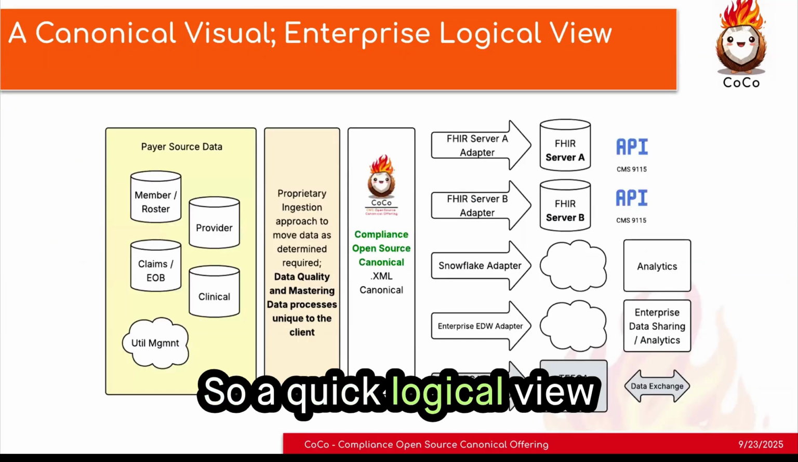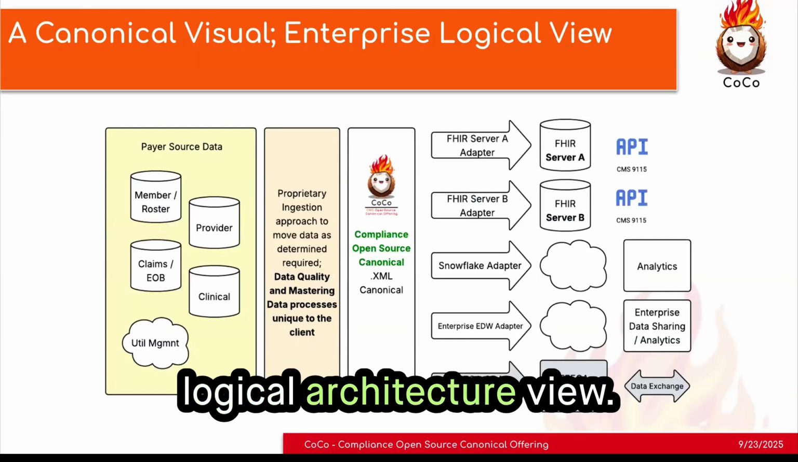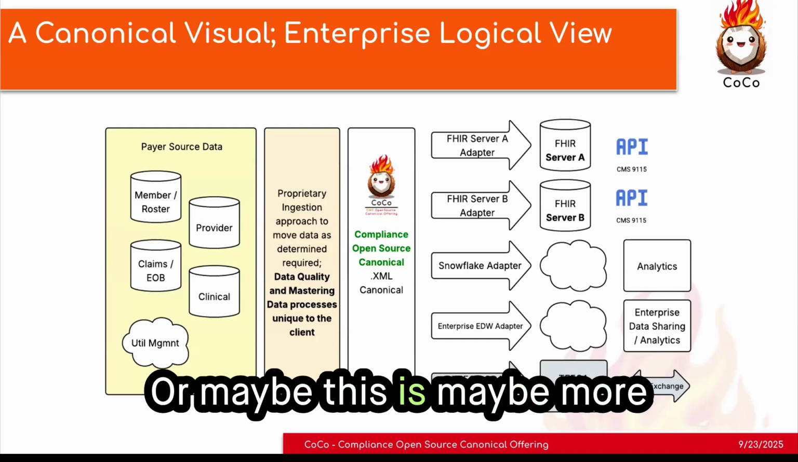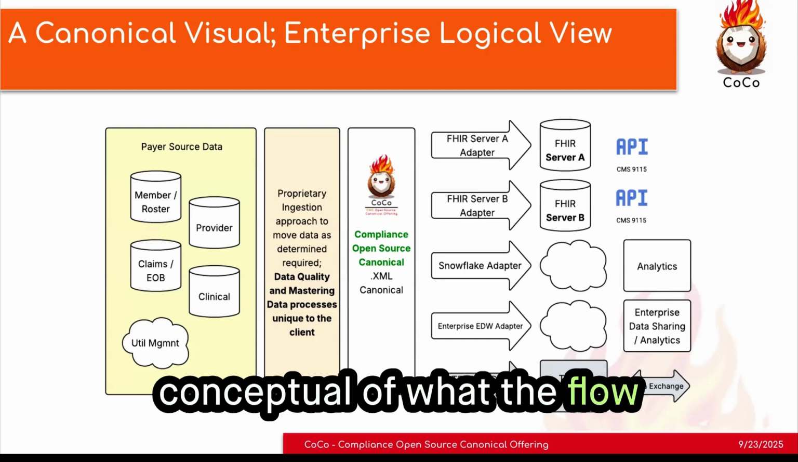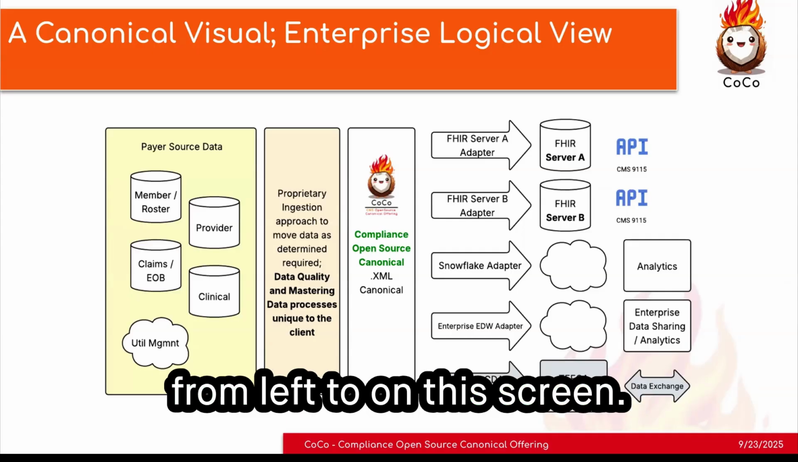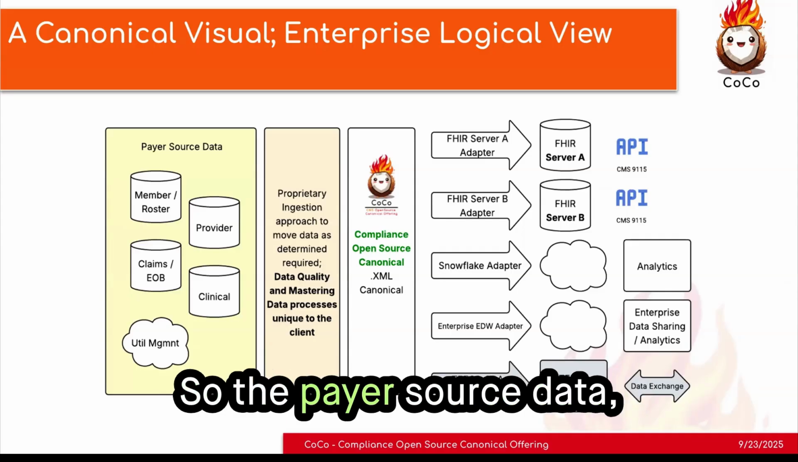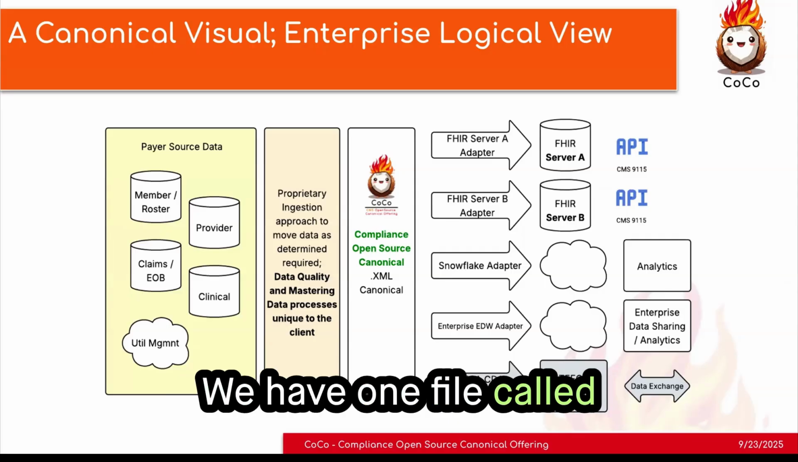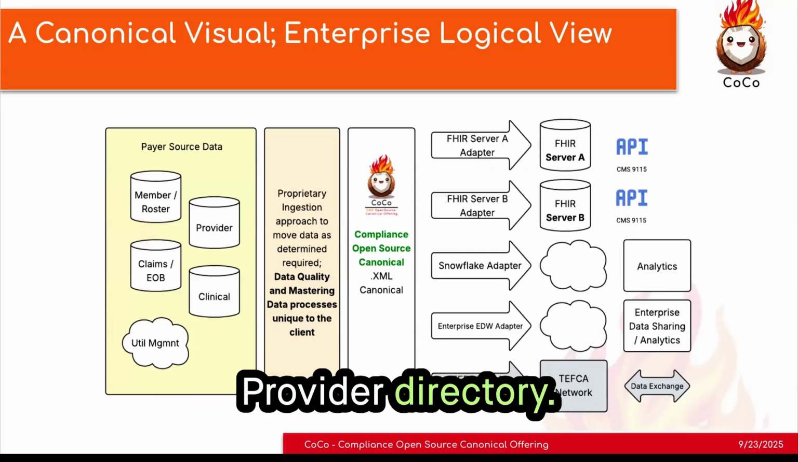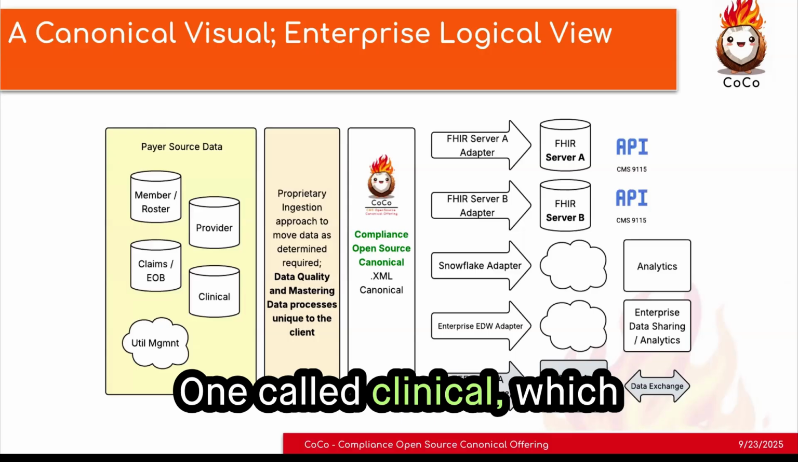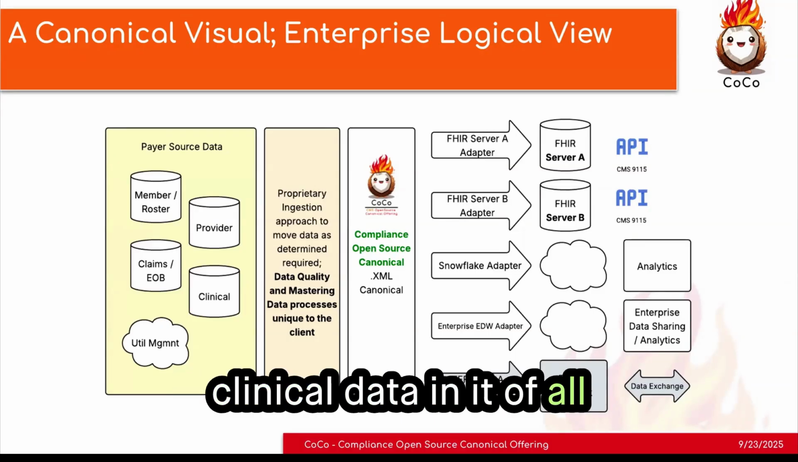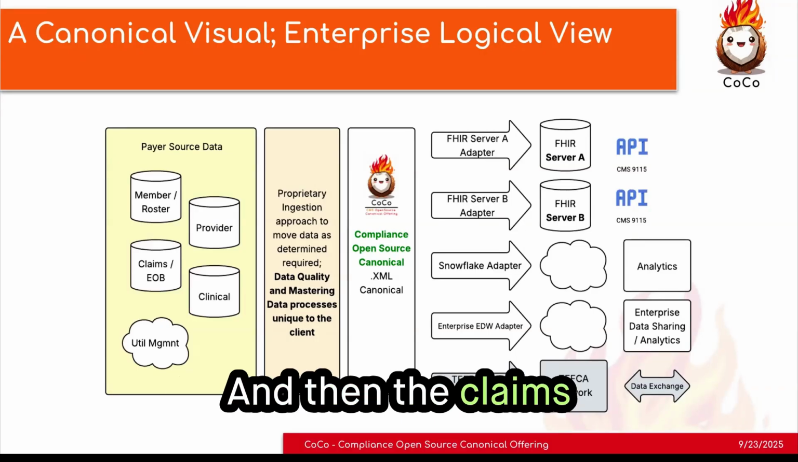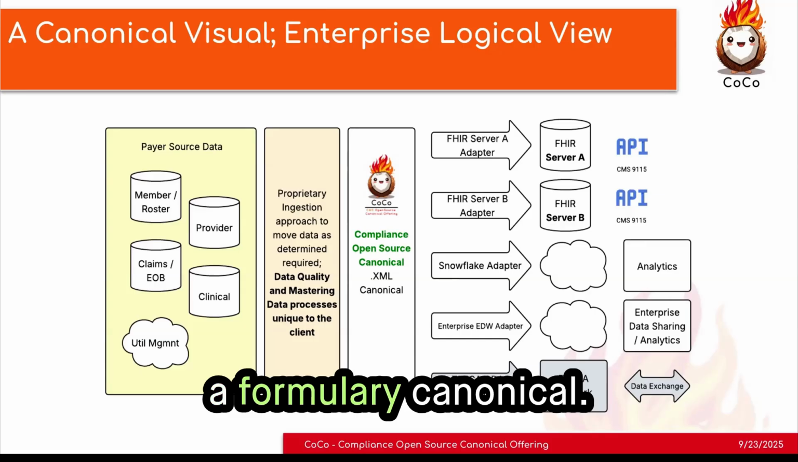So a quick view of an enterprise logical architecture, or maybe this is more conceptual, of what the flow might look like, with data flowing from left to right on this screen. The payer source data, these are actually the canonicals we have today. We have one file called roster, one called provider directory, one called clinical, which has a whole bunch of clinical data in it of all different clinical sections, and then the claims or EOB. We also have a formulary canonical.